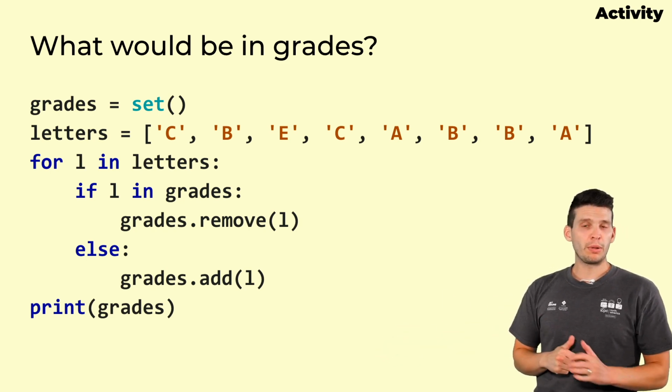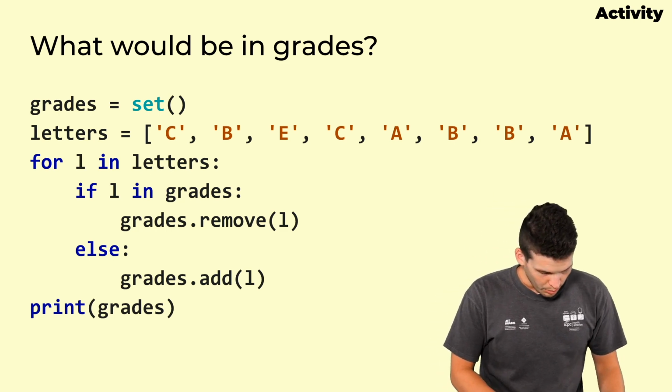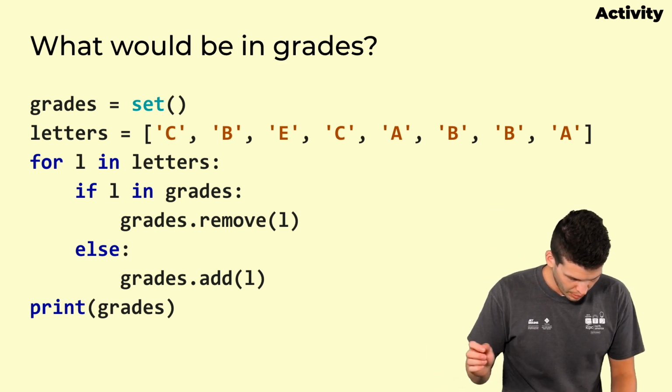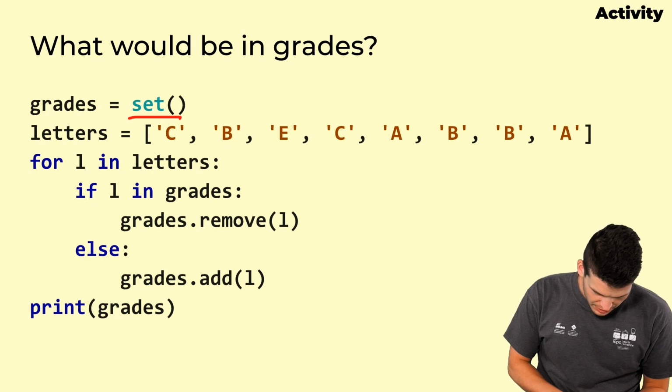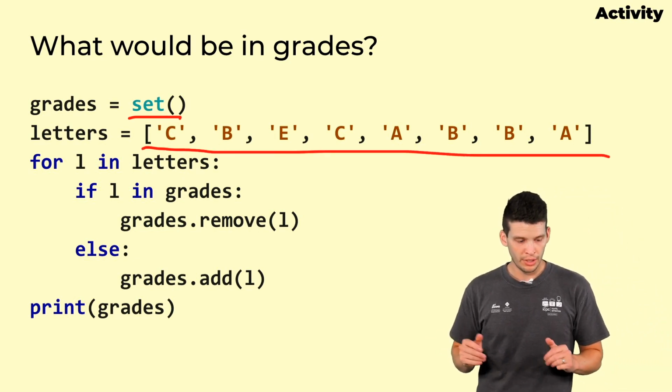And then something prints out at the end. So what is this going to print? Well, let's think about this code. The set starts out as empty, and of course, there's a bunch of letters that start in that list.